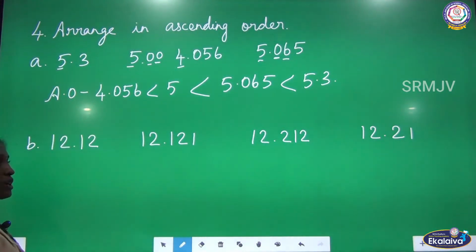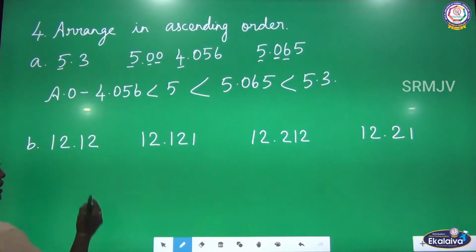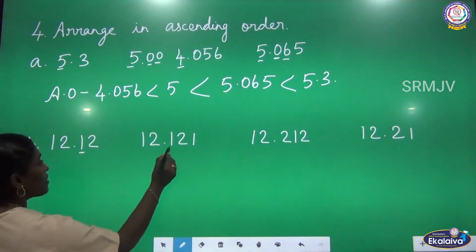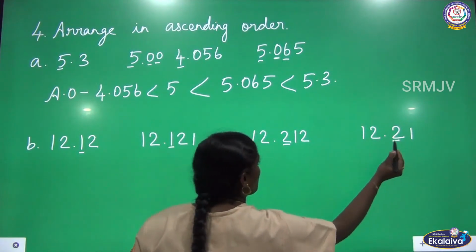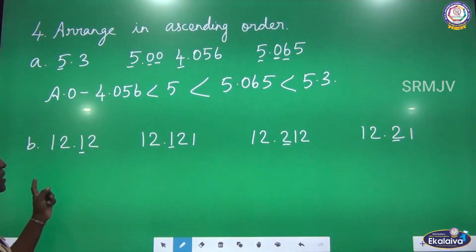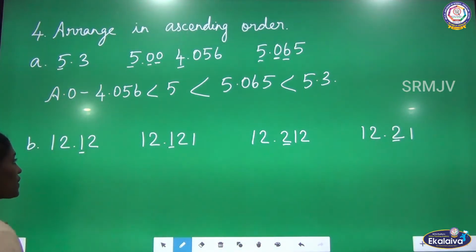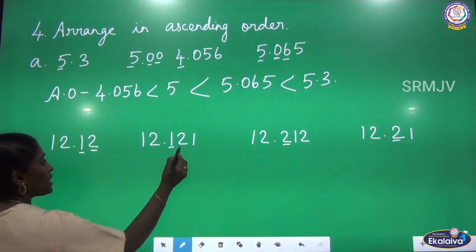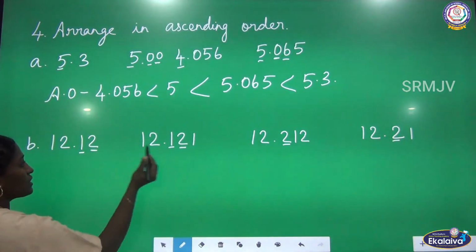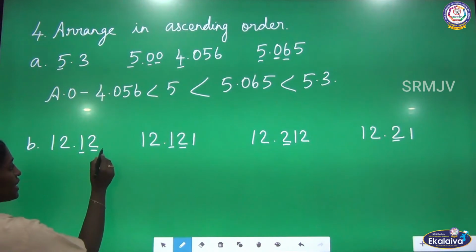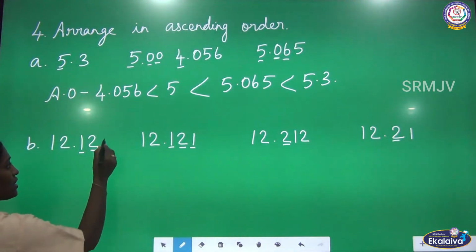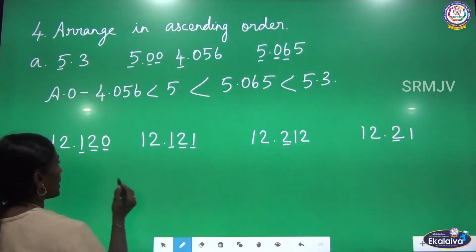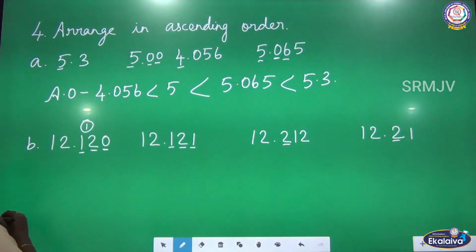In all the decimal numbers, the whole number part is 12. So we are going to compare the first decimal place. 1, 1, 2, 2. So 1 is the smaller number. In 2 decimal numbers we are having 1. So we have to check the second decimal place. Here the second decimal place 2, same number. So we are going to check the third decimal place. Here 0, here 1. So 0 is the smallest one.